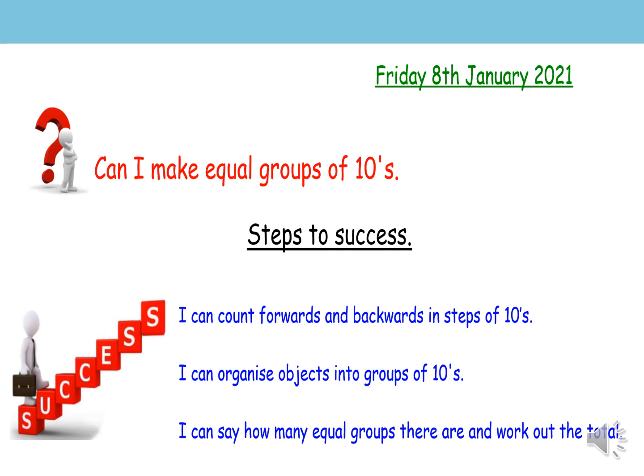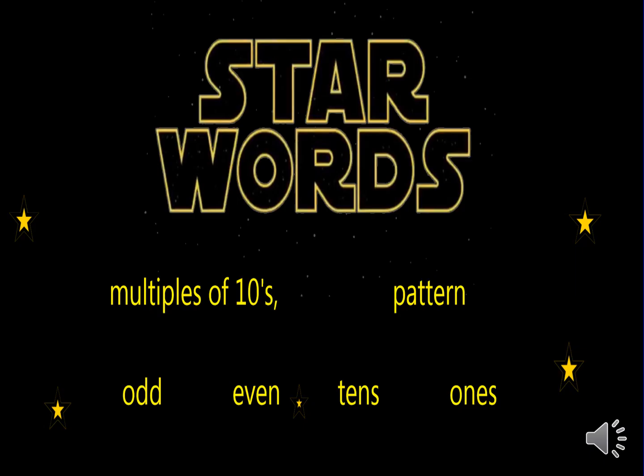So our steps to success say, I can count forwards and backwards in steps of tens. I can organise objects into groups of tens, and I can say how many equal groups there are and work out the total. Our star words say multiples of tens. So these are numbers we say when we count in tens. These numbers are part of the 10 times table.